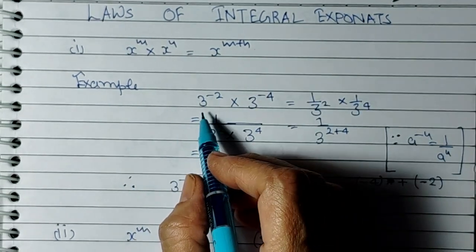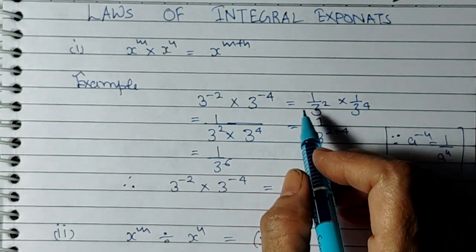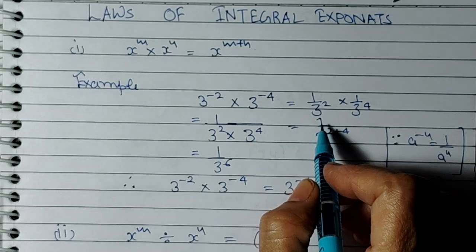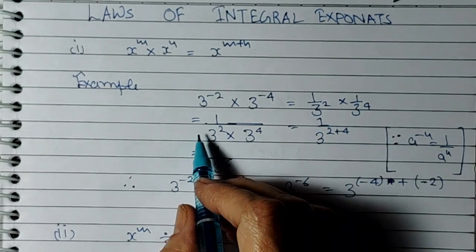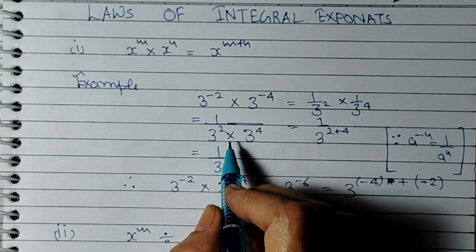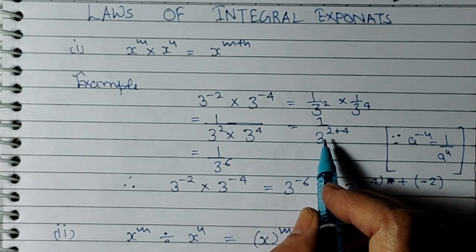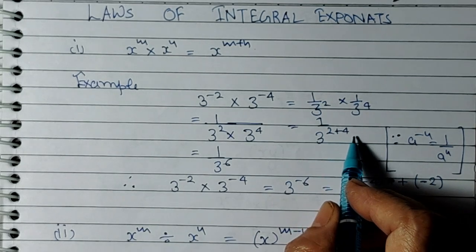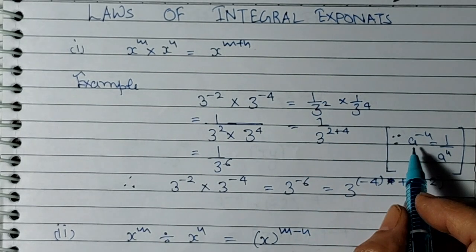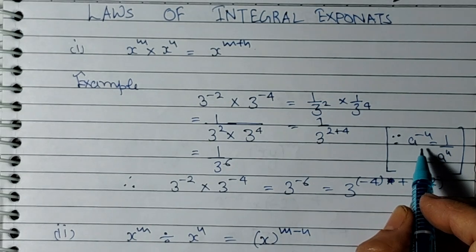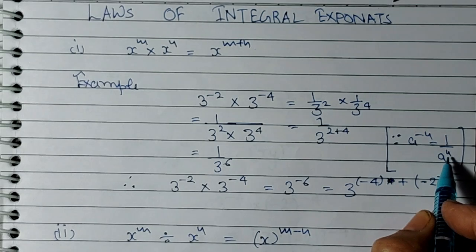For example, 3 to the power minus 2 into 3 to the power minus 4 is equal to 1 by 3 to the power 2 into 1 by 3 to the power 4. So it is equal to 1 by 3 to the power 2 into 3 to the power 4, which is equal to 1 by 3 to the power 2 plus 4. Powers will be added directly. It is from the identity a to the power minus n is equal to 1 by a to the power n.